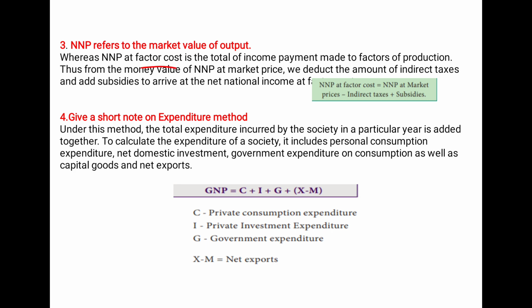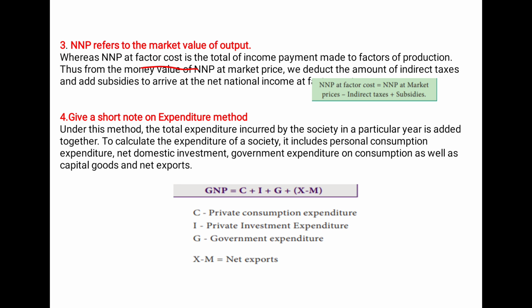NNP at factor cost is the total income payment made to factors of production. We use the 4 factors of production: land, labor, capital and organization. That is the total payment we are making towards these factors.